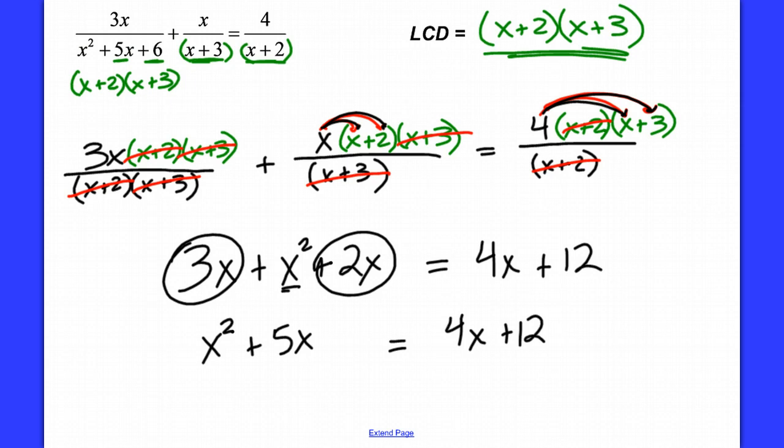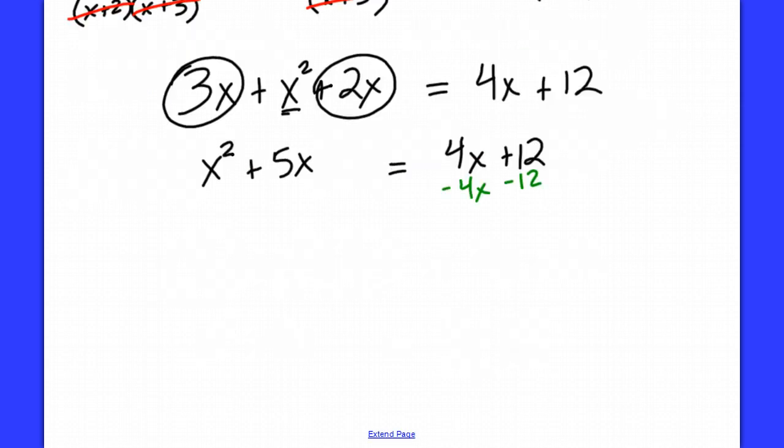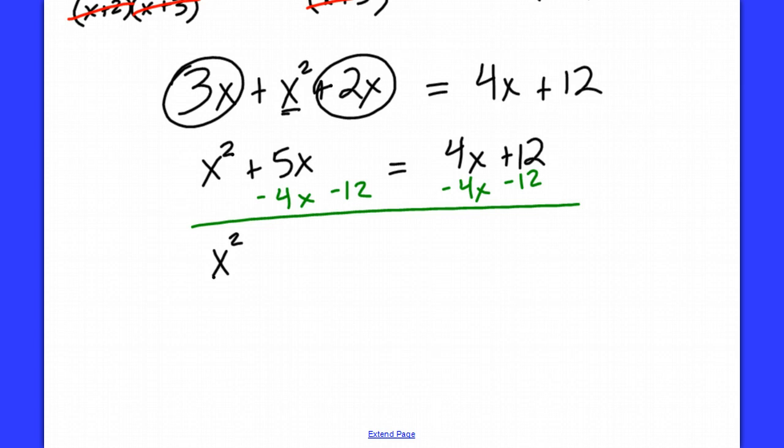We're going to subtract those things over. I'll do them both at the same time, just to save a little time for you. Minus 4x and minus 12 all together. That gives us x squared, 5x minus 4x is positive x, and then minus 12, leaving 0 on the other side. So we have a quadratic formula, or a quadratic equation, in the form of a trinomial.